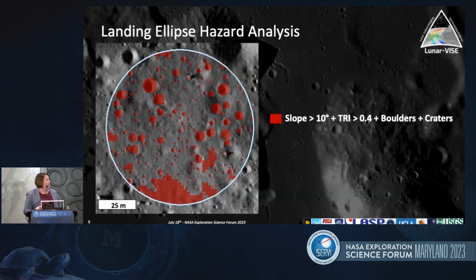We've used our range of data sets to characterize all of the hazards in the area and to pick a landing ellipse that minimizes those hazards. Here what we're showing is our selected landing ellipse. The center is our landing site, and I'm highlighting everything that we've considered a hazard. These are slopes greater than 10 degrees, terrain ruggedness index over 0.4, and also all the boulders and craters that we can image, at least to our eye, in LROC NAC data.